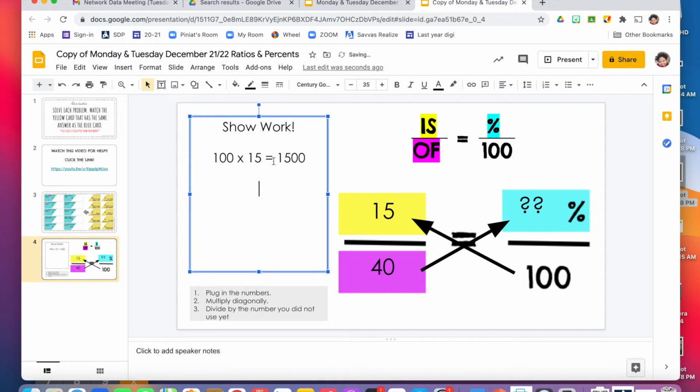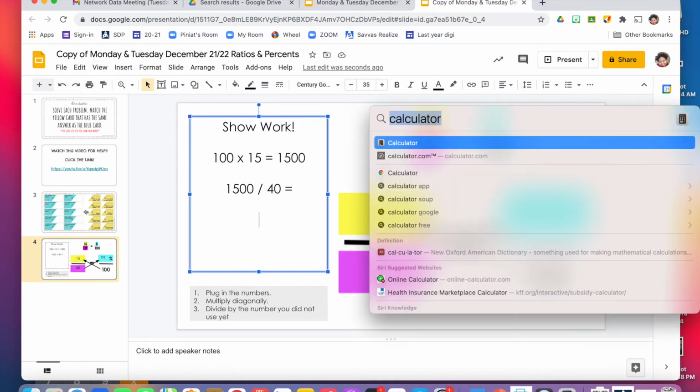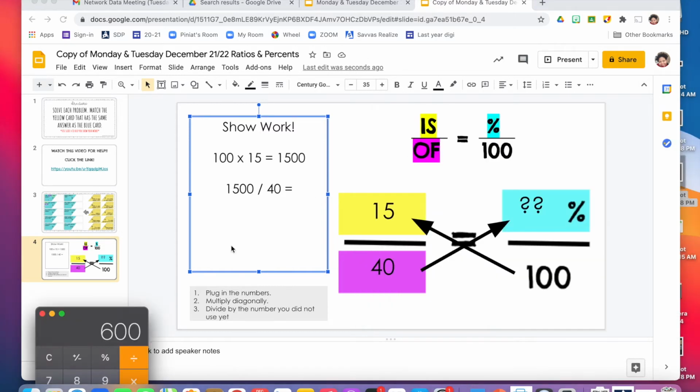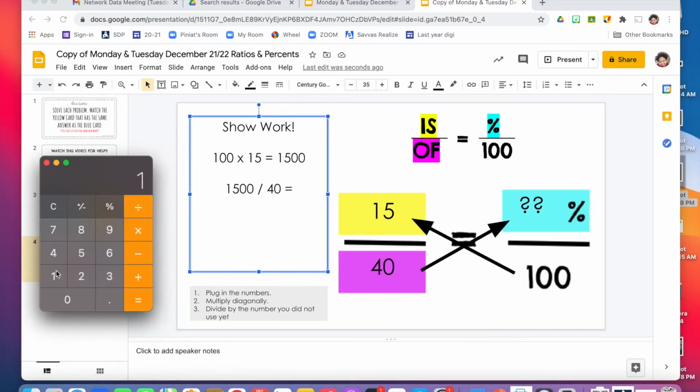So now our last step is to divide by the number I did not use. So 1500 divided by what number didn't I use? I used the 15. I used the 100. I didn't use the 40. Equals, let's get that calculator back out. It's my handy dandy calculator. There it is. And this time I'm going to do 1500 divided by 40.